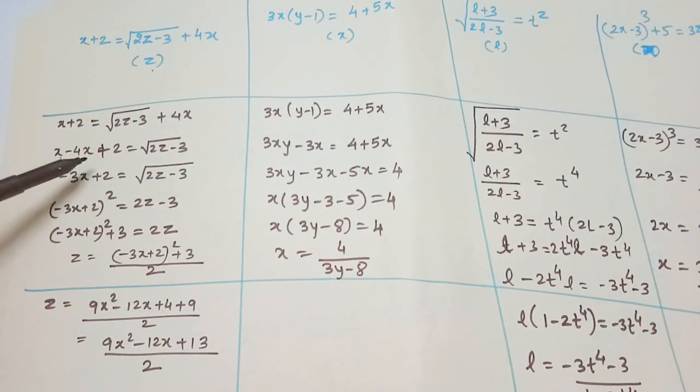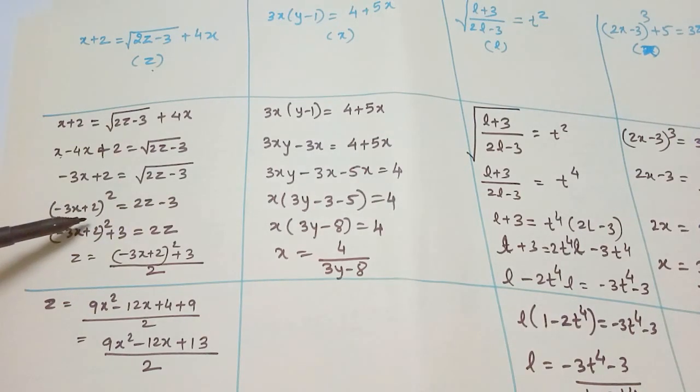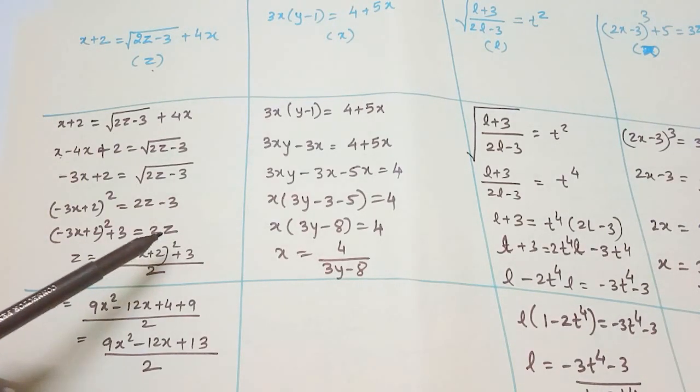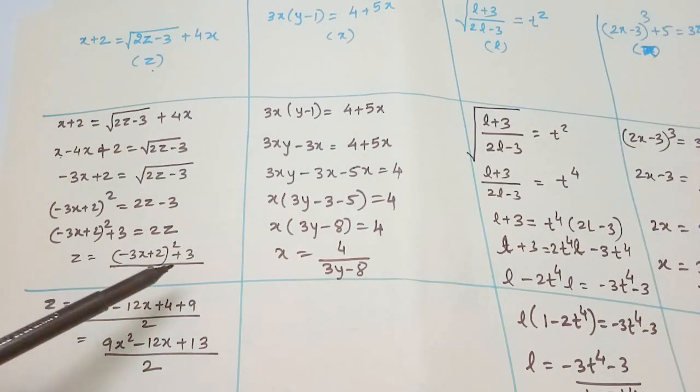So negative x minus 4x is negative 3x, plus 2 as it is, and square root of 2z minus 3. Now if you remove the square root on the other side, it becomes the square of the whole term. So negative 3x plus 2, the whole square, plus 3 is equal to 2z, you're going to get. If you divide both sides by 2, you're going to get this.